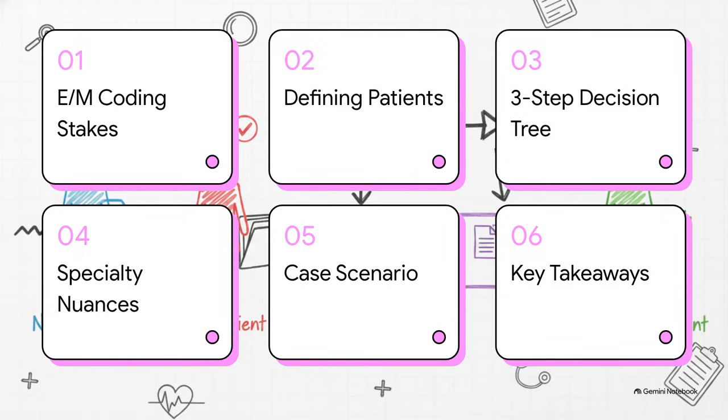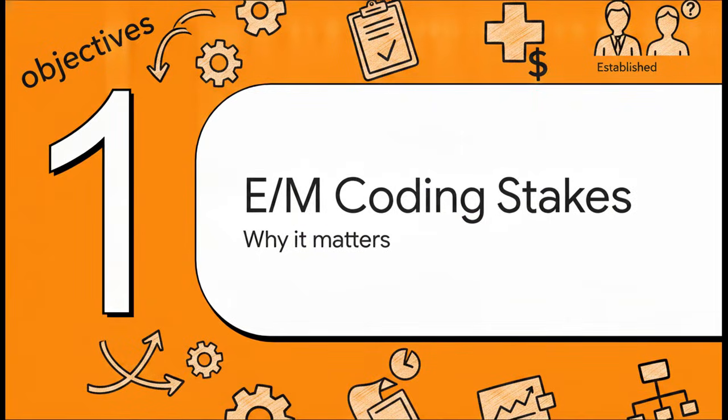Okay, so here's our roadmap for today. We'll quickly cover the E&M coding stakes, defining new versus established, our 3-step decision tree, specialty versus subspecialty nuances, an interactive hospital case scenario, and finally wrap up with takeaways and a peek at Part 4. Let's start with Section 1.